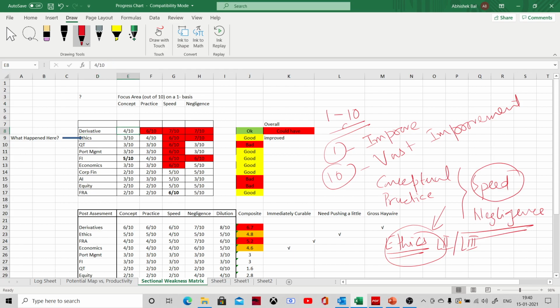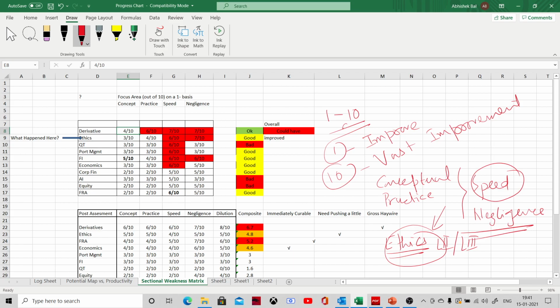So 4 upon 10, that means conceptual errors were not many. Practice, yes, there are a lot of errors that happen because of lack of practice. Speed, yes, and negligence also. So these 3 areas, the further refinement of my assessment, signaled to me that the area of derivatives is proving to be a nemesis, not because I have a conceptual lacuna, but because I have not done enough practice, or I have been negligent at times because I have some aversion or some sort of fear instilled in me because of a preconceived notion or something like that.